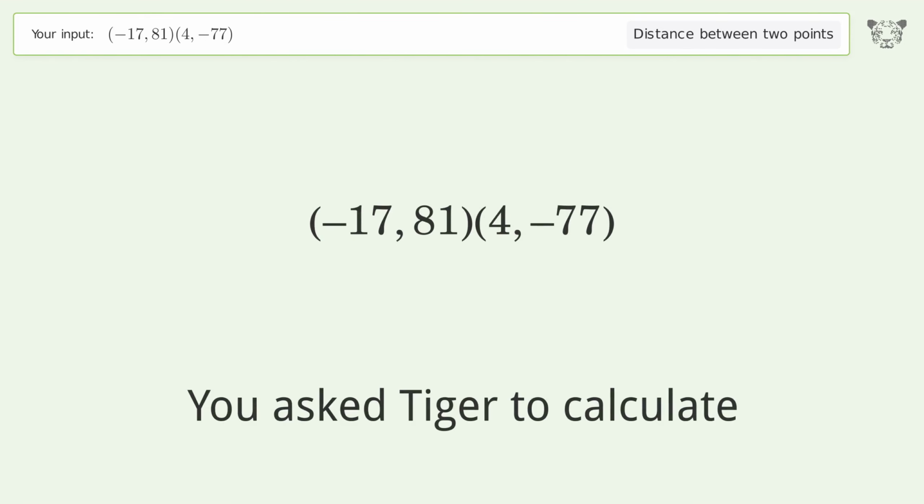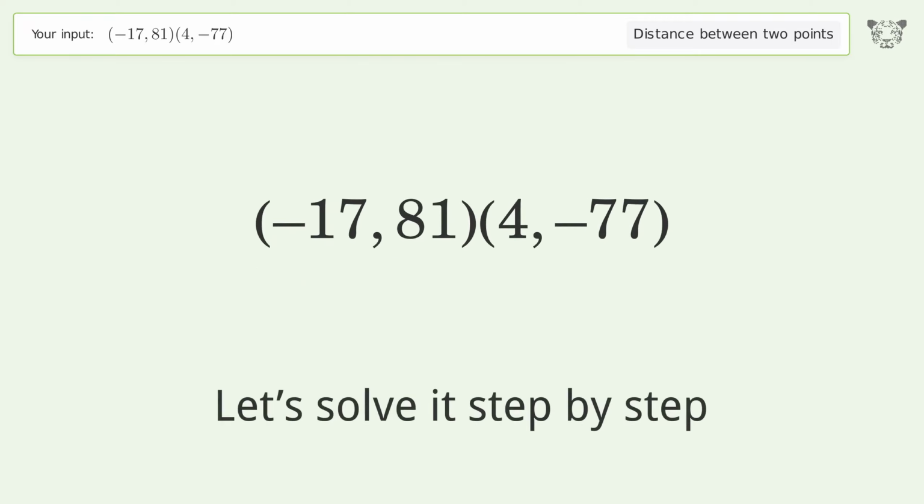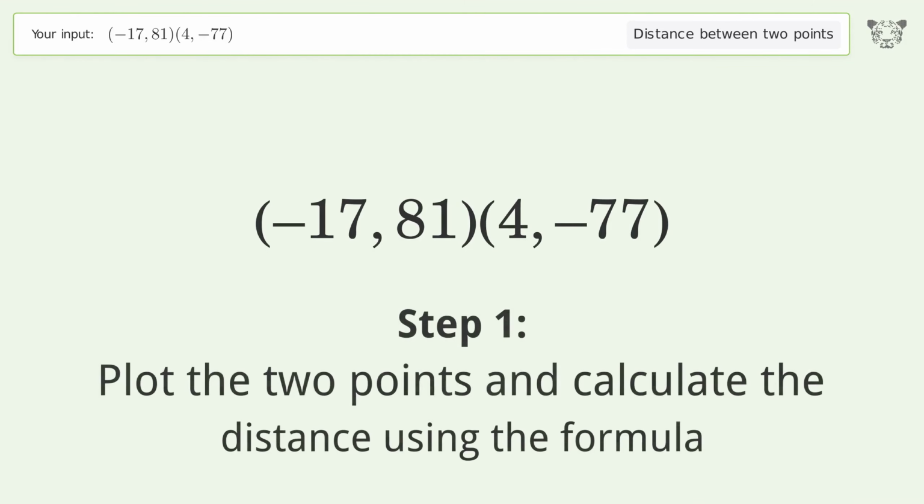You ask Tiger to calculate. This deals with the distance between 2 points. The distance between the 2 points is the square root of 25,405, or 159.389. Let's solve it step by step. Plot the 2 points and calculate the distance using the formula.